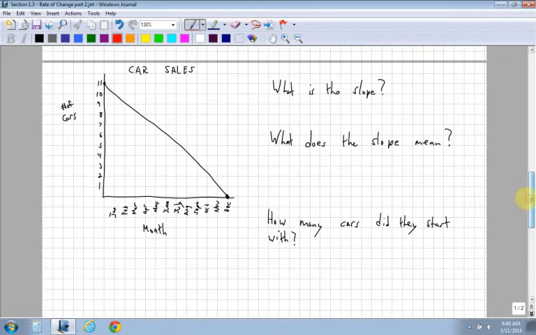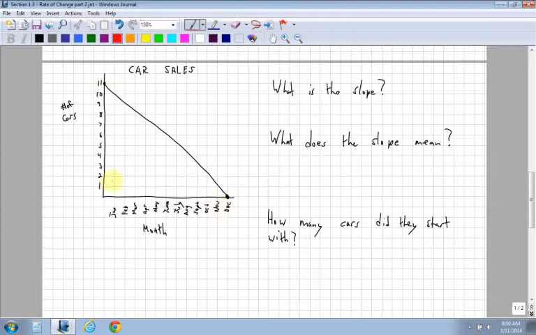All right, let's look at one last example here. We're going to look at this graph of car sales for each month, January through December, so almost a full year. So how many months do I have? 1, 2, 3, 4, 5, 6, 7, 8, 9, 10, 11, 12. So I've got 12 full months, and I'm looking at the slope.